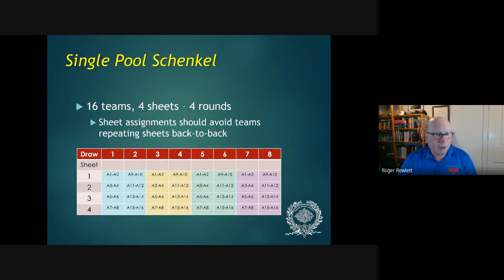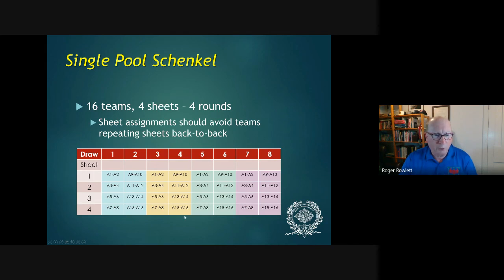Scheduling is easy as pie. So here's a 16-team event again on 4 sheets. It'll take 4 rounds of play to determine a winner. So it's going to take you 2 draws to process all 16 teams. So draws 1 and 2 will be your first Schenkel pool game. After those 2 draws are done, you rank all the teams and you pair them up. First place against second, 3rd place against 4th, so on and so forth.